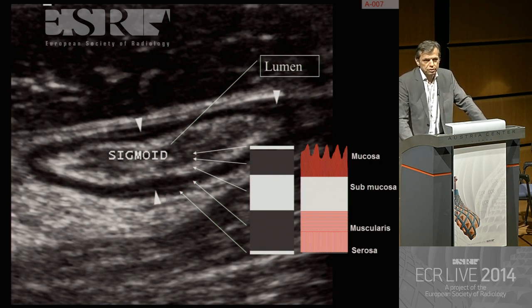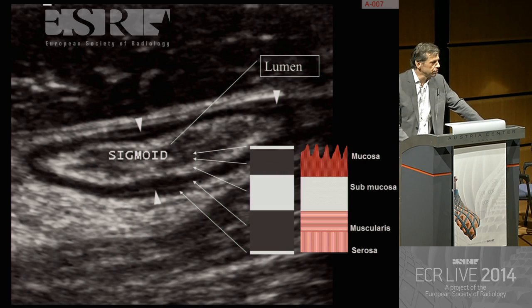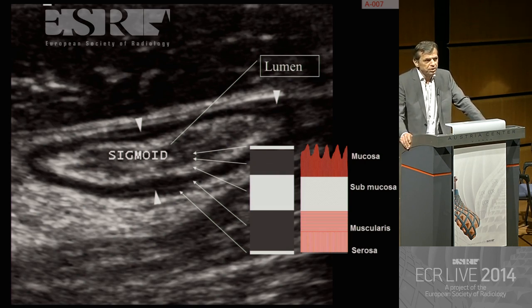This is, of course, in an ideal patient with high resolution, but this is not rare when you don't have an obese patient. I recommend that all of you who practice ultrasound try it, and you will see that it's not so difficult to evaluate the colon wall.